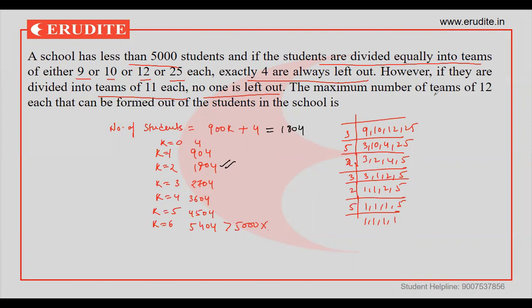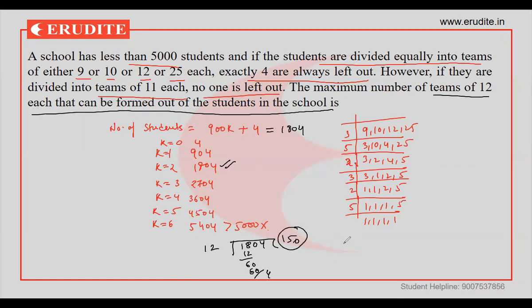Now they're asking the maximum number of teams of 12 each that can be formed using the students in the school. So if in a team there are 12 students, how many maximum teams can you make? Total students are 1804. If I divide by 12, 12 fives are 60, and so on. So there are a maximum of 150 teams you can make, where each team has 12 members. So the answer is 150. I hope it is clear to everyone.